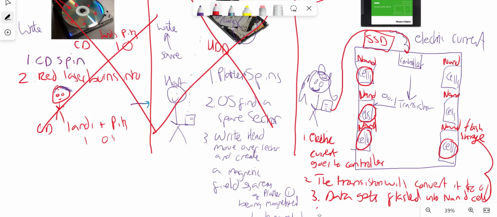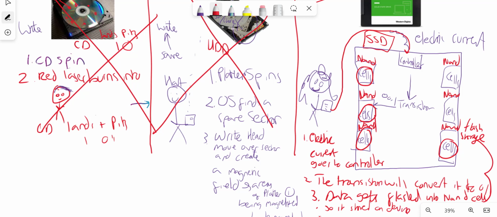So one more time. You need to have mentioned controller, electric current, transistor converts to zeros and ones. Flashed into cells, NAND cells. So it's stored on the actual device.